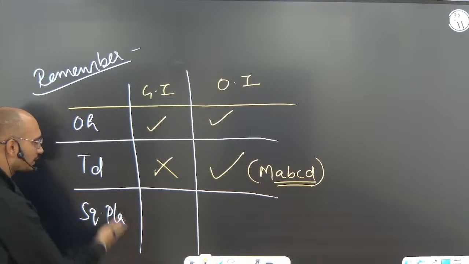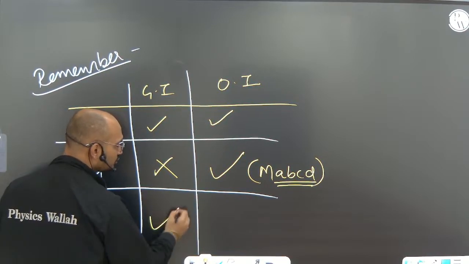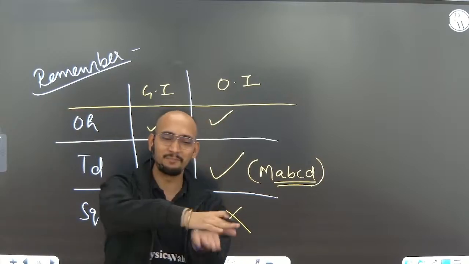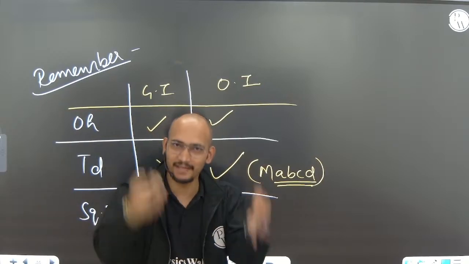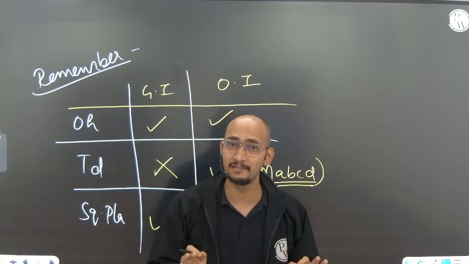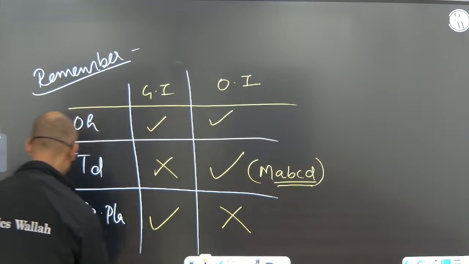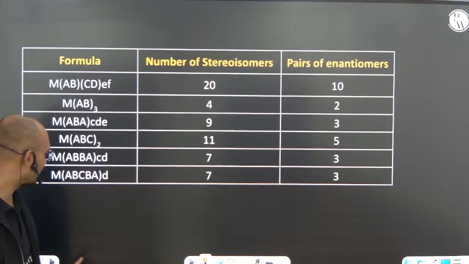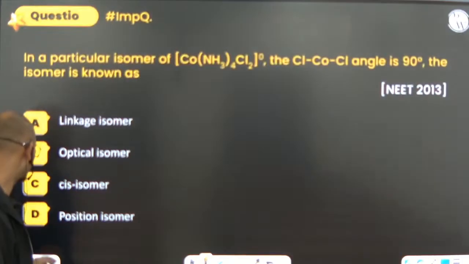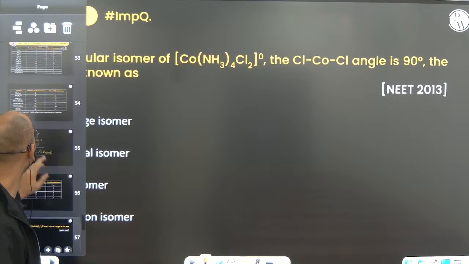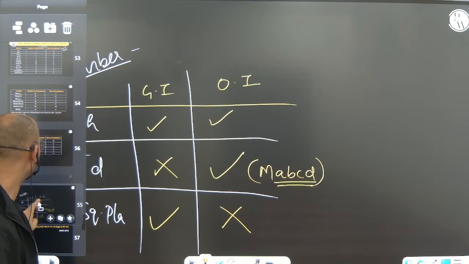Next, square planar can show GI, but it can never show optical isomerism. Why so? Because it has a plane, and of course it has the plane of symmetry. The molecular plane itself acts as the plane of symmetry. Now these are the formulas for pairs of enantiomers. This is something I hope you all can do. Please do it, whatever I have told you is of very much importance.